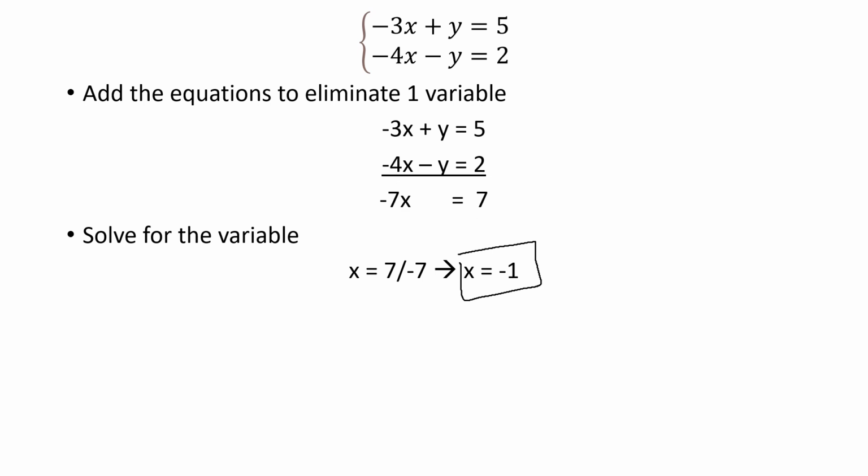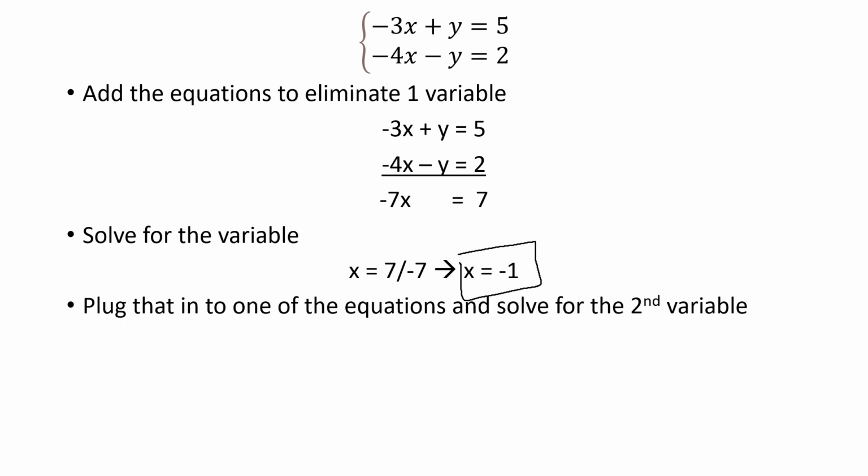Now, this is only the first half of the problem. Okay, we need to solve for x and y. So our third step is to take the value that we just solved for and plug it back into whichever one of these equations I want. I can pick whichever equation I want to work with. I pick the one that has the easiest numbers, and in this case there's not really one that's a lot easier, but I am going to use the top equation.